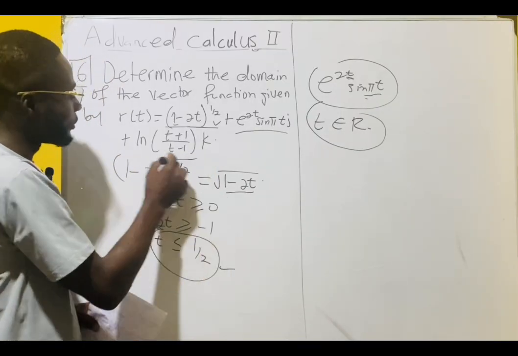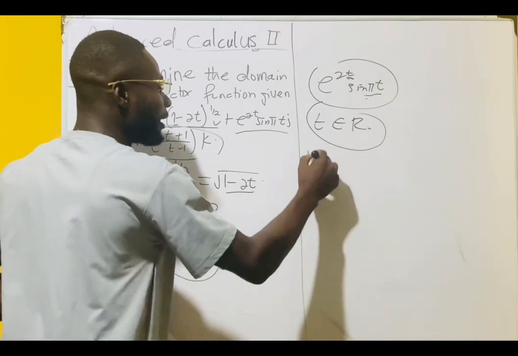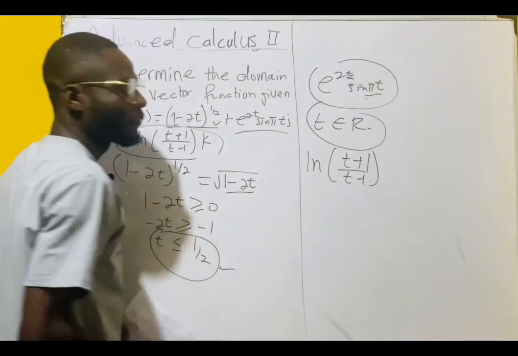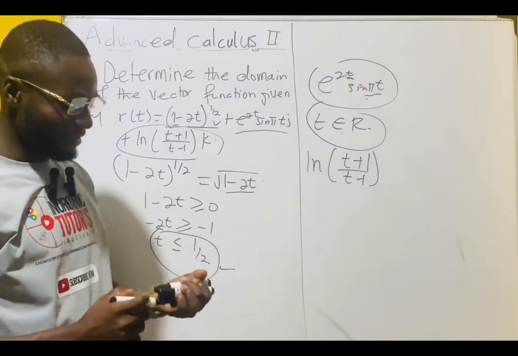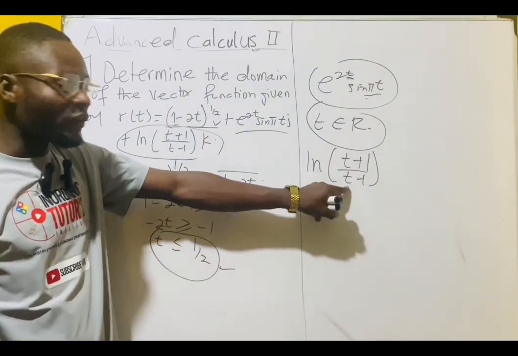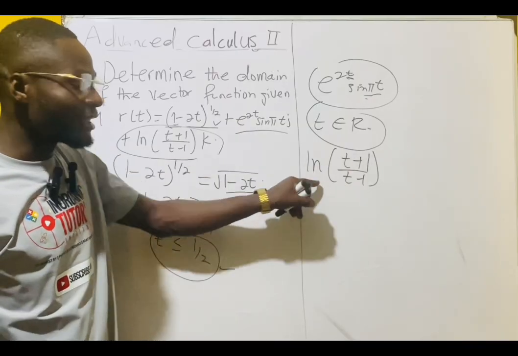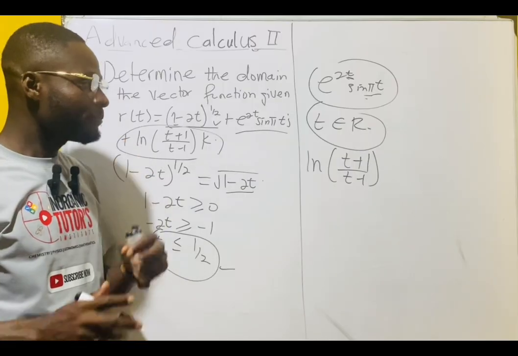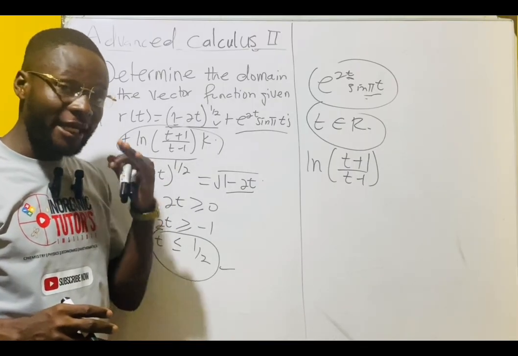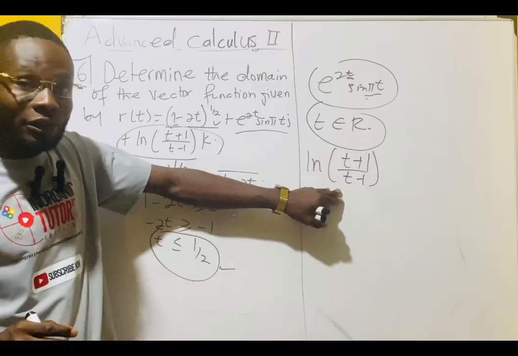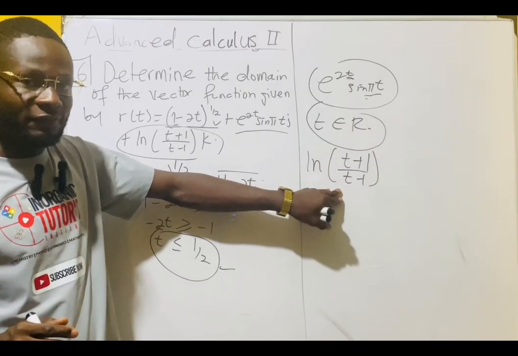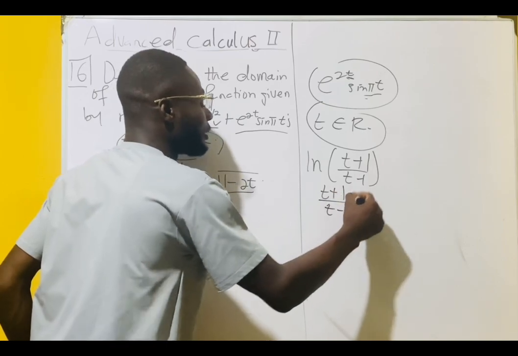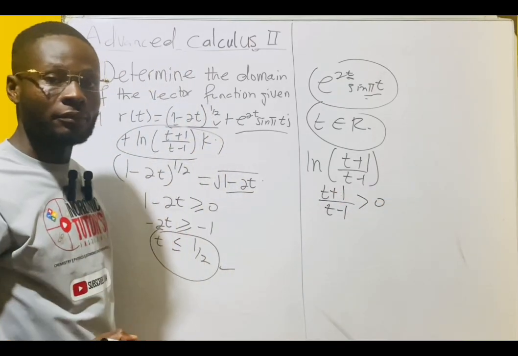So we have to come to the third component where we have ln of t plus 1 over t minus 1. Right, so this is where the case is, right? So don't forget, this is a function inside the logarithmic function, the natural log function. And don't forget, any argument that is inside the natural log function has to be positive, right? So t plus 1 over t minus 1 must be positive, right?